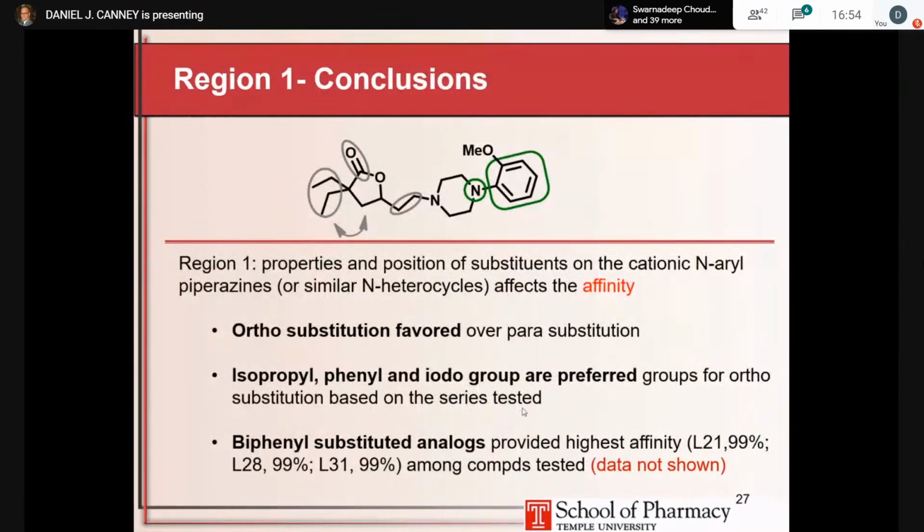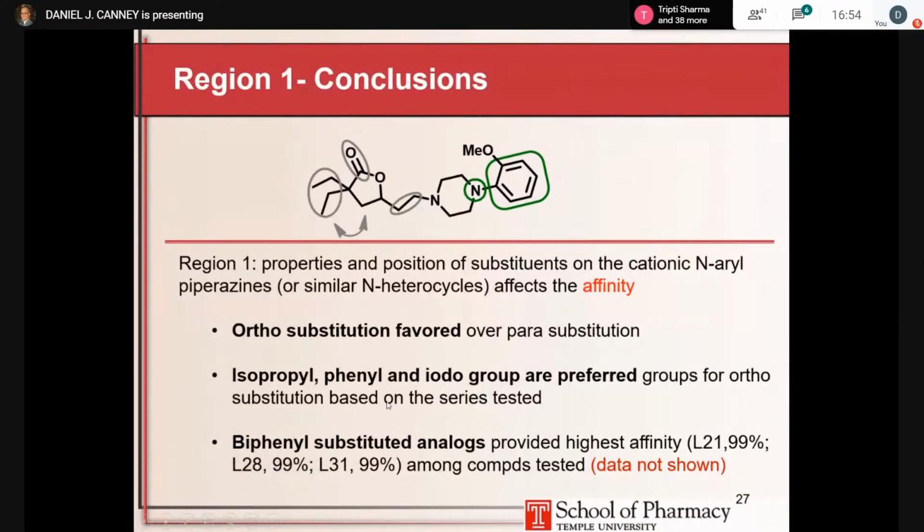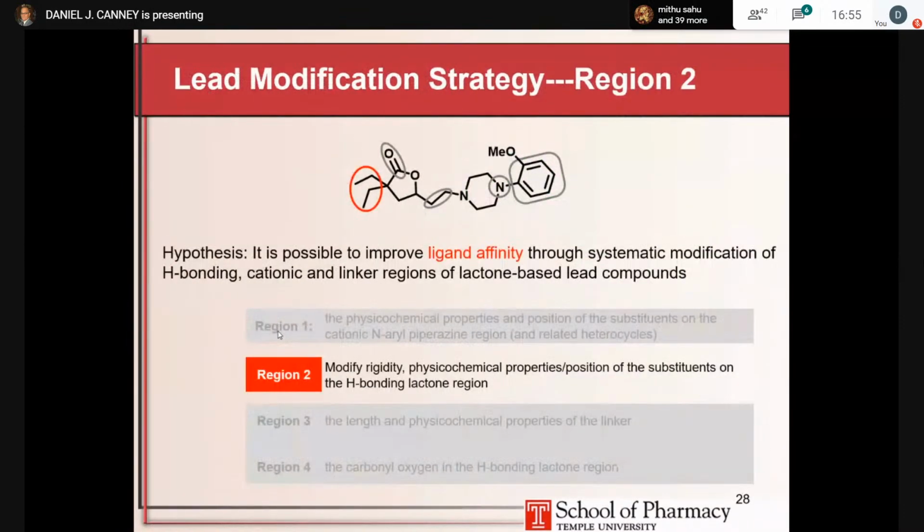So what we learned there was, as I mentioned, ortho-substitution is favored over para. Certain groups, isopropyl, phenyl, iodo, are preferred for the ortho-substitution. And then some compounds that I didn't show, I'll refer to them later, but we had some biphenyl substituted analogs, which showed highest affinity among the compounds that we tested. The results of that I didn't show you here, but as I said, I'll refer to that later.